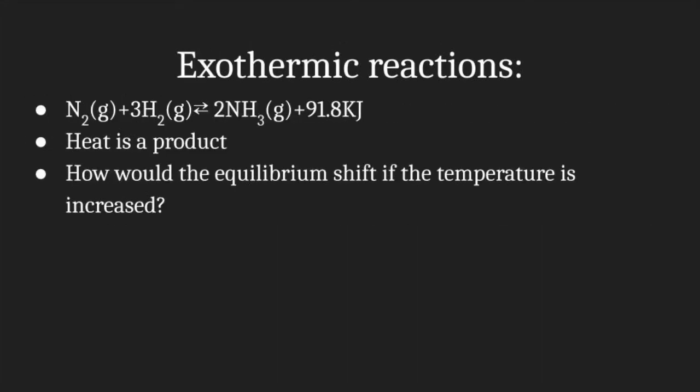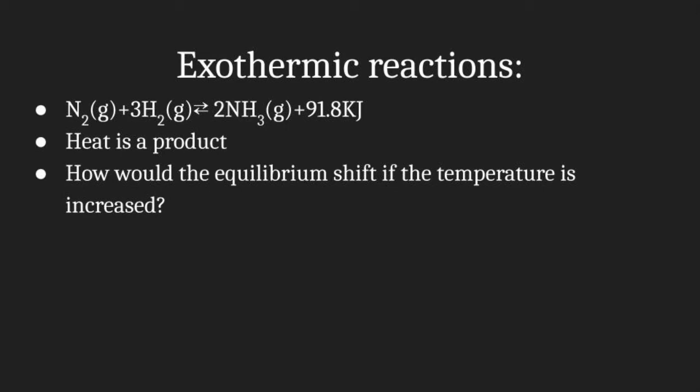So let's try working through a question with an exothermic reaction first. We have N2 plus 3H2 is at equilibrium with 2NH3 plus 91.8 kilojoules. So here, heat is a product, meaning heat was produced in the reaction. So this is an exothermic reaction. If we increase the temperature, how would this shift?